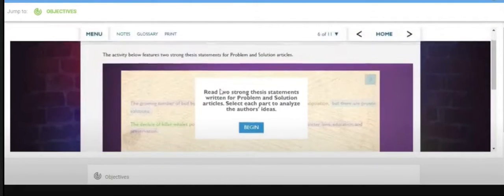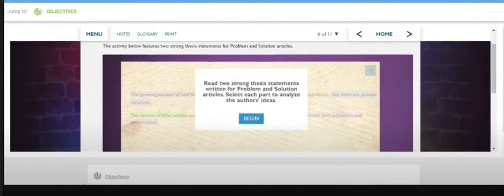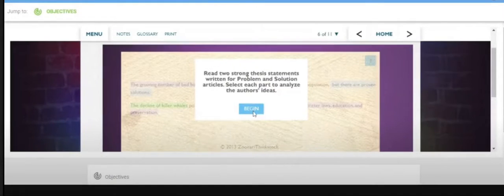The activity below features 2 strong thesis statements for problem and solution articles. Read 2 strong thesis statements written for problem and solution articles. Select each part to analyze the author's ideas.